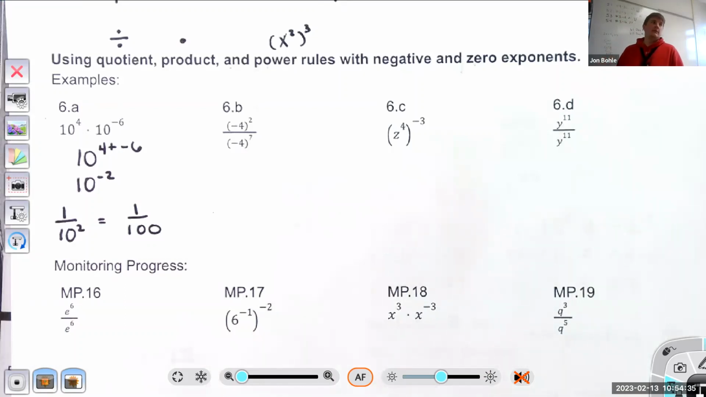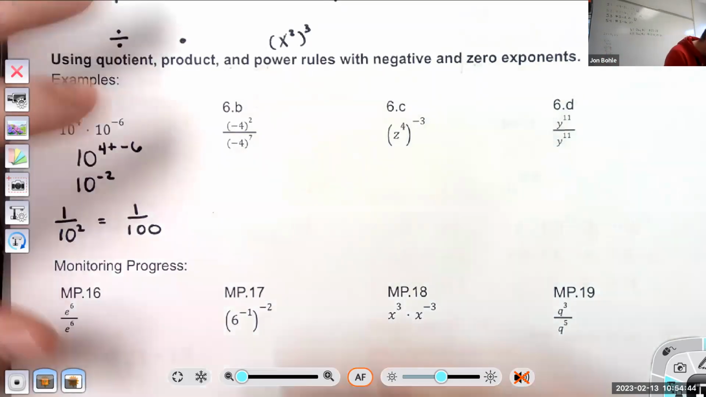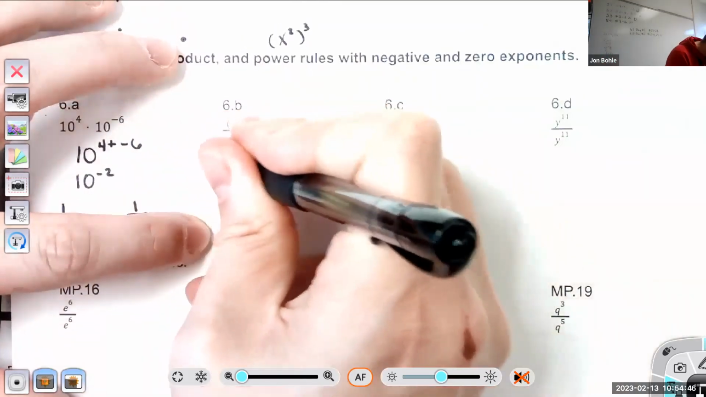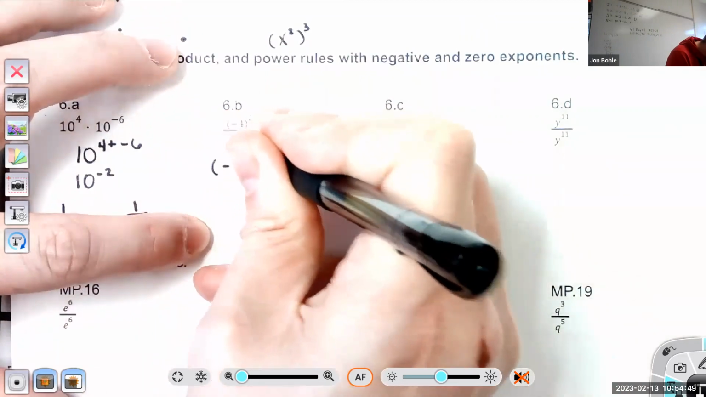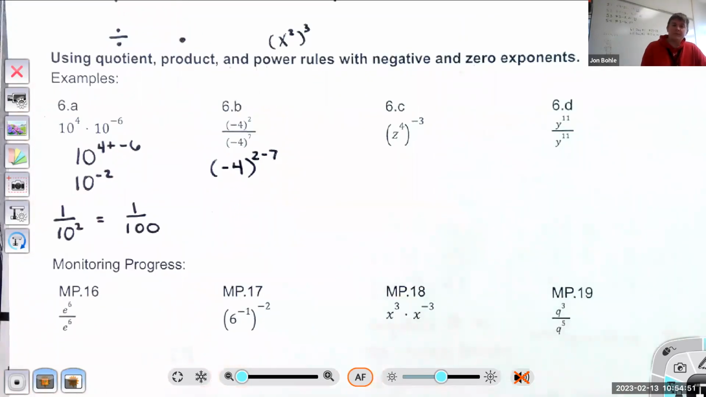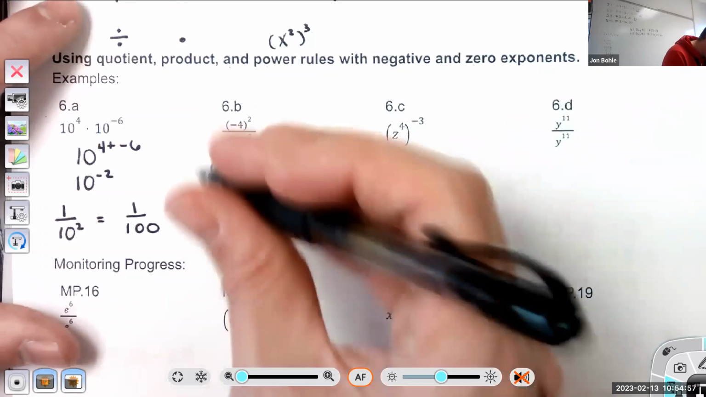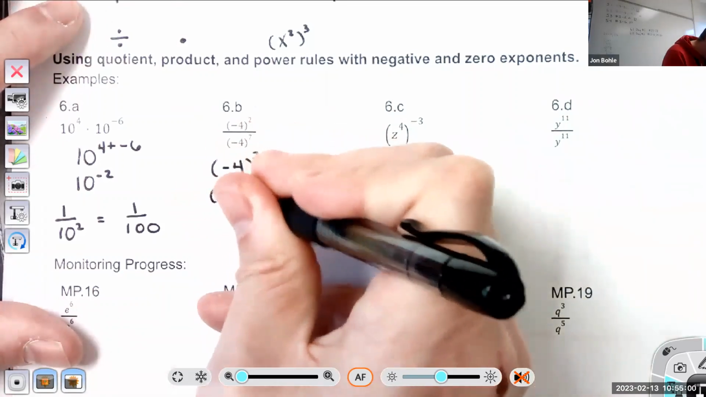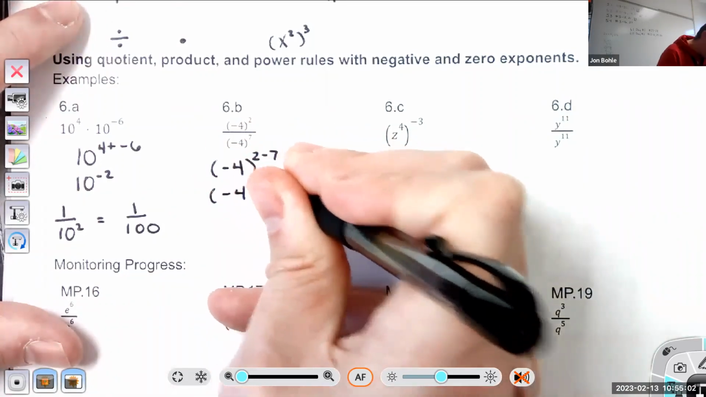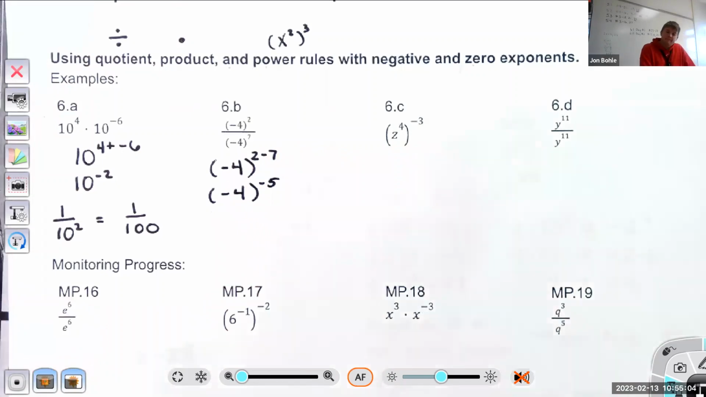What about B? What's happening on B? I'm dividing. What do I do with my exponents when I divide? I subtract, top minus bottom. So I'm going to have negative 4 to the 2 minus 7 power. 2 minus 7 is negative 5, so negative 4 to the negative 5th power.